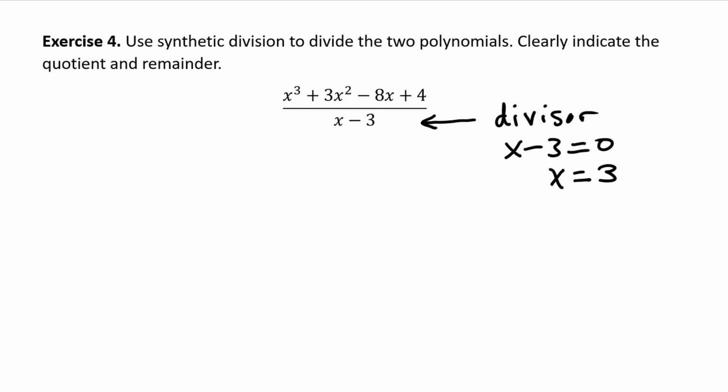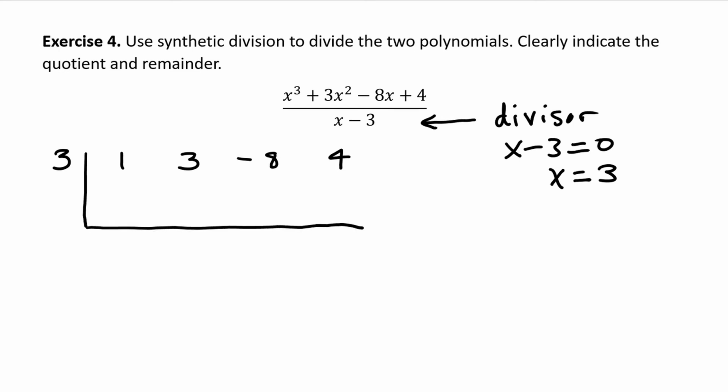In order to do synthetic division, this is how we set it up. List the divisor, and then to its right, list the coefficients of the dividend in decreasing order. And so for x cubed, the coefficient is 1. For 3x squared, the coefficient is 3. For minus 8x, the coefficient is negative 8, and the constant of 4. Now, draw a vertical line between the divisor and the coefficients of the dividend, and then draw it all the way horizontally to cover all the way to the end of the dividend.